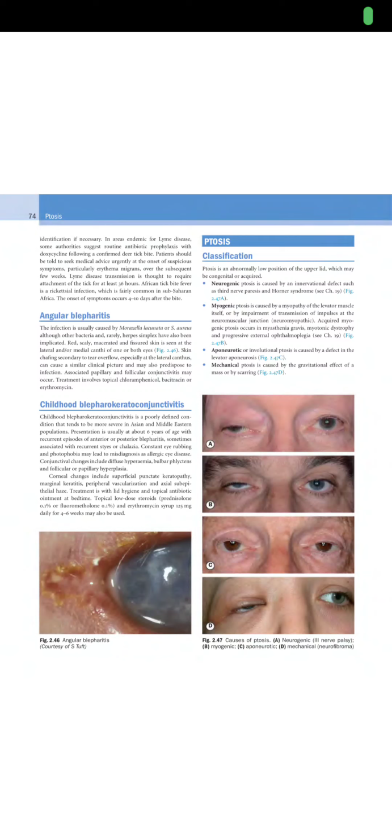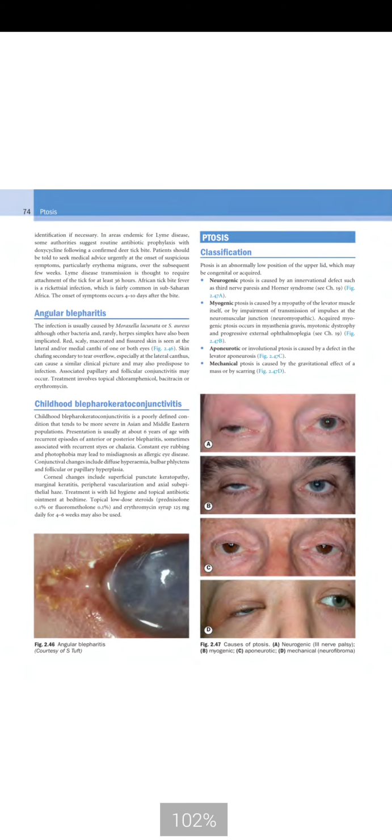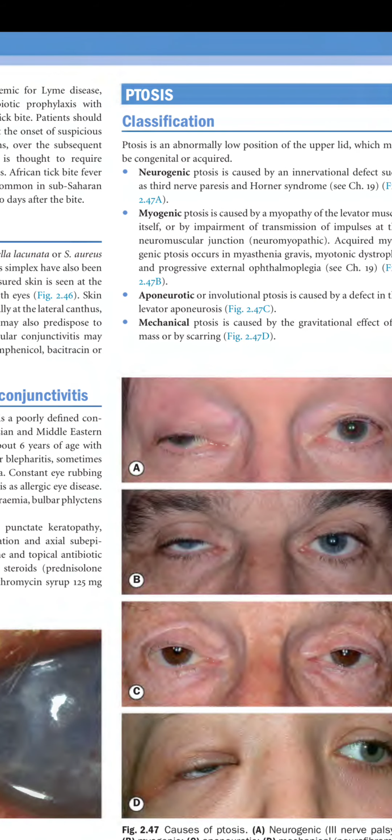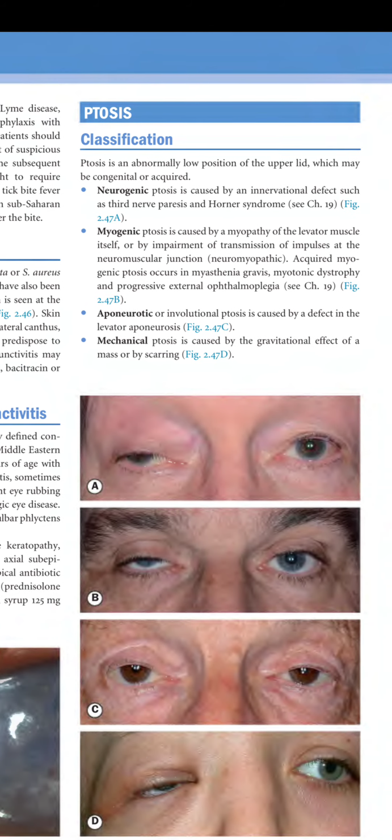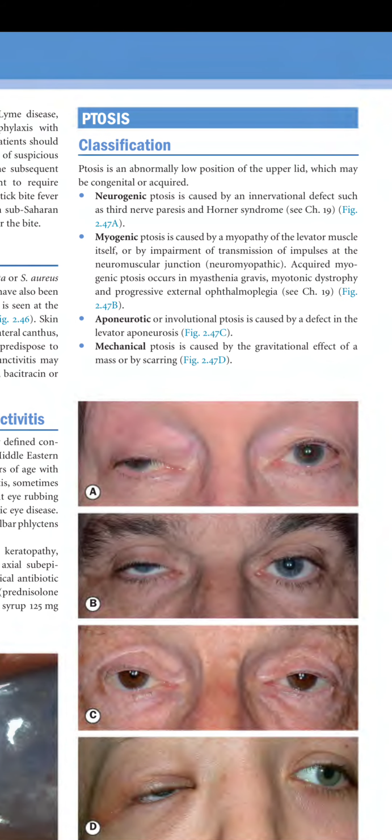Welcome to Kanski lecture series, and this is the Eyelids part 9, and in this part we are going to discuss ptosis. So basically ptosis is the drooping of the eyelid, where the position of the eyelid is lower than the normal.